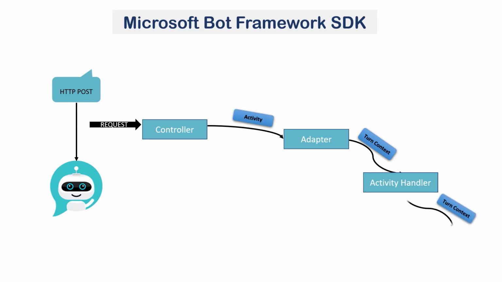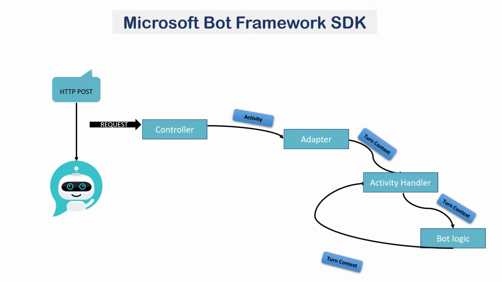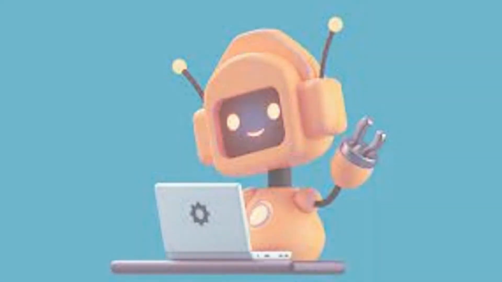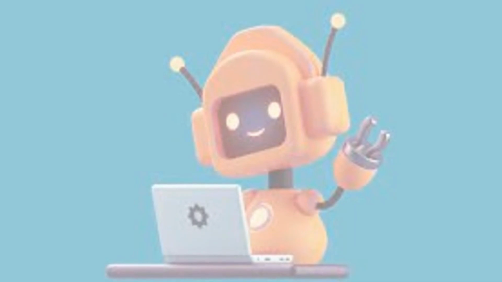Now to add our custom behavior to the bot, we would just need to override the corresponding activity from the activity handler. For example, if we want to send a welcome message on a member being added to the Teams, then we can override that activity and add in our logic. After executing the logic, the response would be returned to the channel through the same path. Now with this understanding, we can easily create a bot.